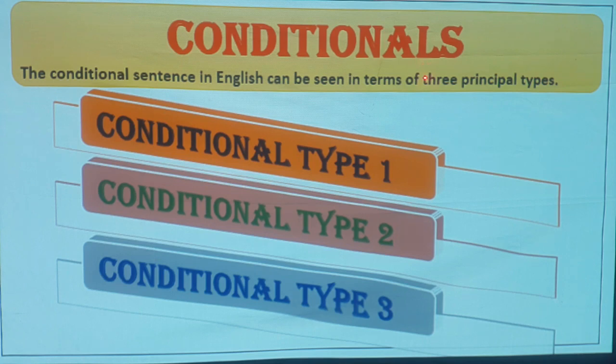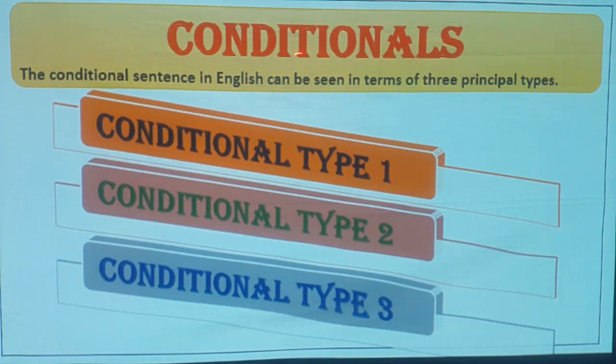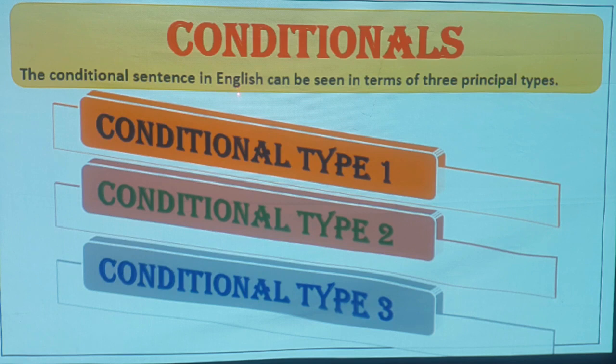Conditionals. So, hello my dear students, welcome today with a new lesson about conditionals. So, the conditional sentence in English can be seen in terms of three principal types. Okay, principal types. We have another type, but this one is just the three principal ones. Good. So conditional type 1.